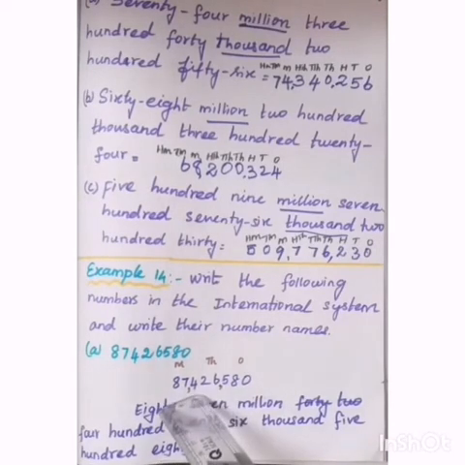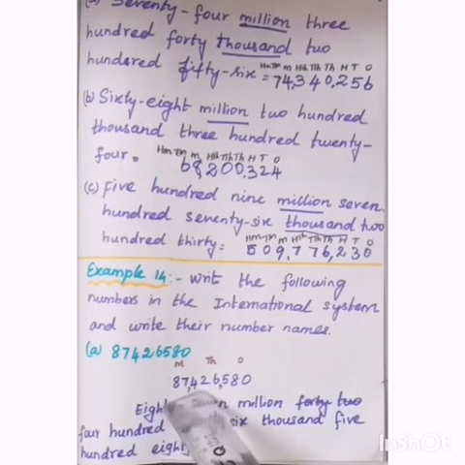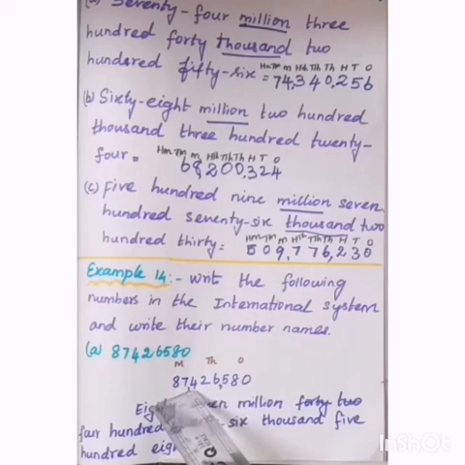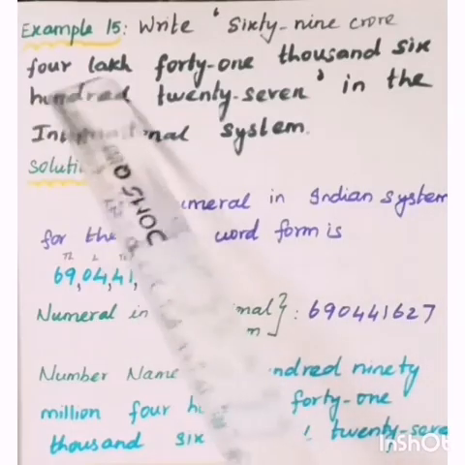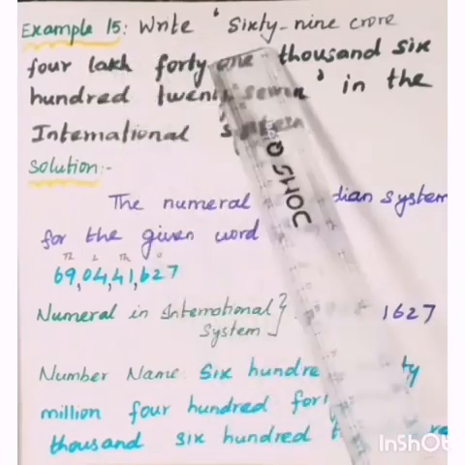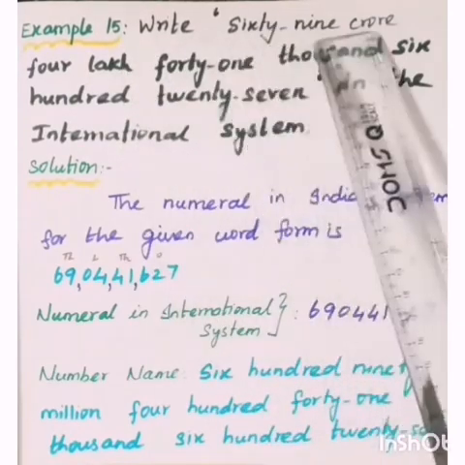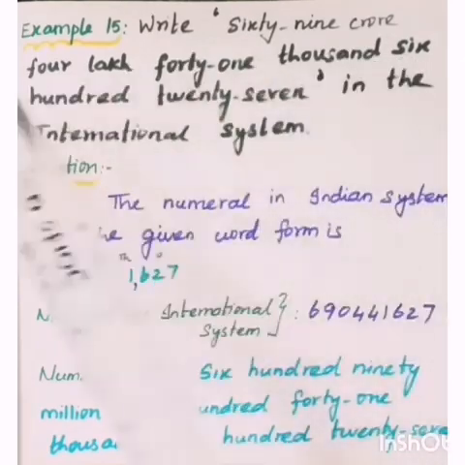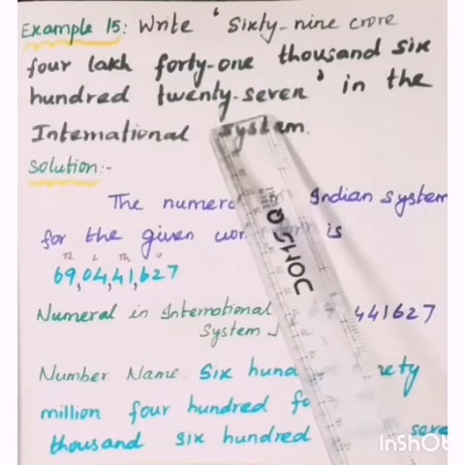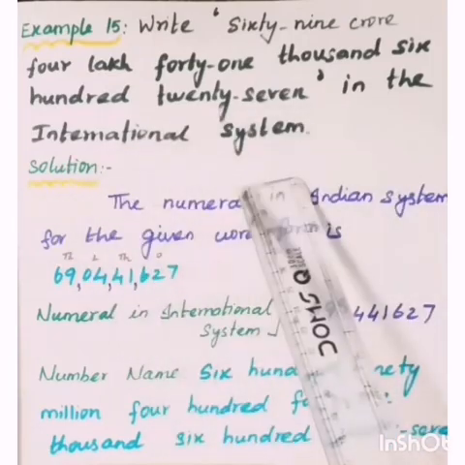Next, look at the thousand place. What is here? 3 numbers you have here. So 426,000. Next problem, example 15. Write 69 crore 4,41,627 in the international system.